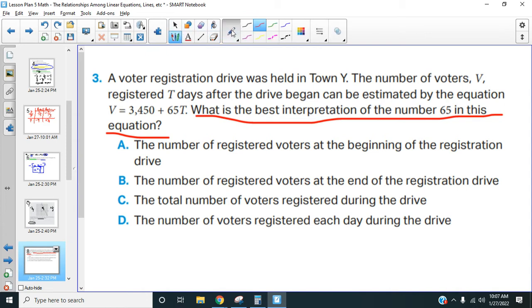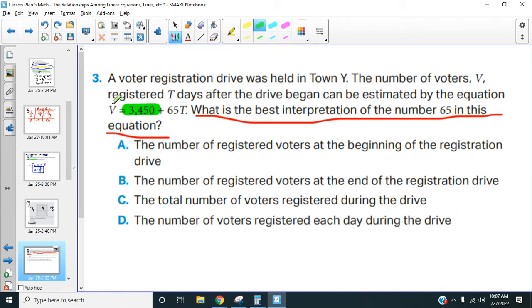So before I answer that question, can you tell me what this number means? Number of voters when? Oh, that one. That one, the highlighted one. Sorry. It's all right. Well, total when? Beginning of the drive. At the beginning, right? So at the start, before we're counting the number of days, that highlighted part, the 3,450, is where they started, right?